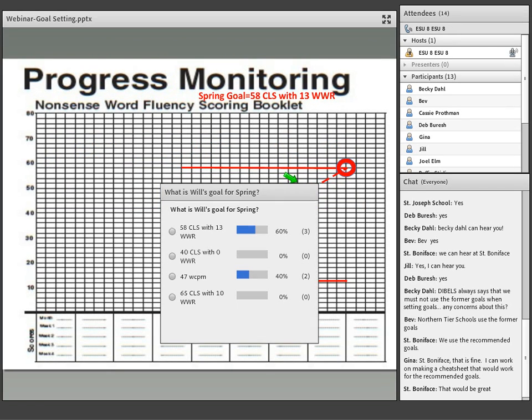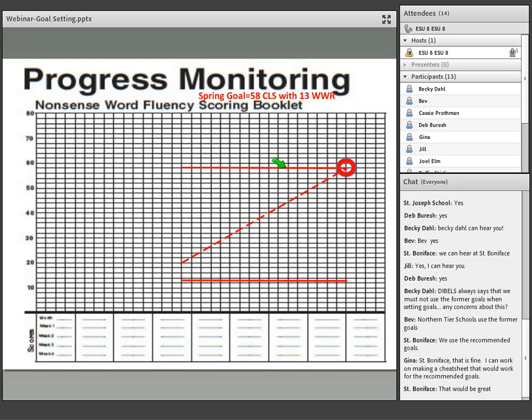Here, what we would probably do for Will, we have a whole semester, and we're going to go ahead and set it for him at, we want him to get there. We want to accelerate his growth. We want him to get to 58 correct letter sounds with 13 whole words read. The reason is that, yep, he's pretty far behind, but we need to accelerate his growth. We need to get him into oral reading fluency as soon as possible.